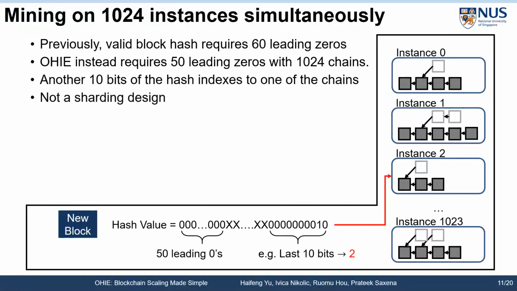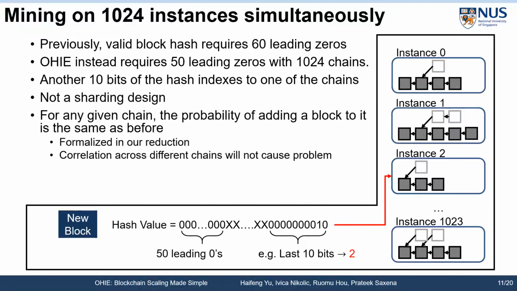Note that our system is not a sharding scheme, as every single node is working on all 1024 chains at the same time. It's critical to notice that for every given chain in OHIE, the probability of a single hash generating a valid block for that chain is still 2^-60. This is exactly the same as when we had only a single Nakamoto consensus instance. In particular, the adversary cannot concentrate its hash power on a single instance.